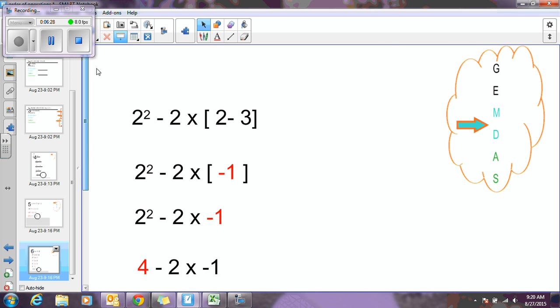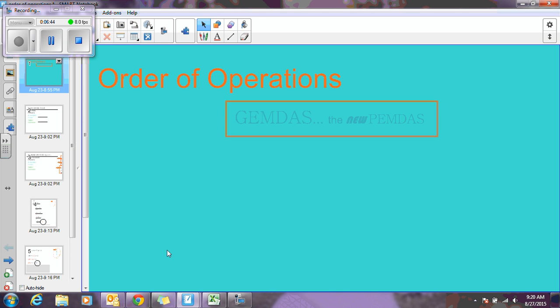So in this problem, we had grouping symbols that were brackets and looked like this. We had exponents, we had subtraction and multiplication, and we had to follow this order so that we would get the correct answer. And that really is the new GEMDAS idea, and I hope that it's easy for you to remember.